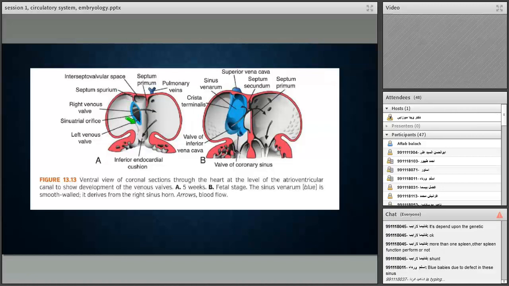The sinoatrial orifice has two valves, the right and left venous valves. In the dorsocranial side, these valves are connected to the wall of the right atrium with a ridge which is called the septum spurium. Here.